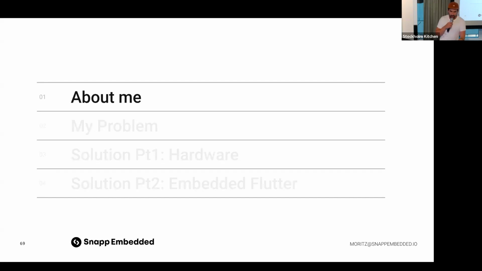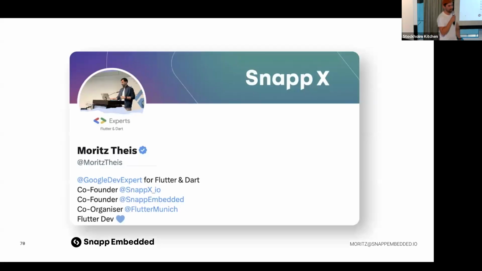So, about me. Hi, my name is Moritz. I'm a GDE for Flutter and for Dart. I'm the co-founder of Snapp X and Snapp Embedded, which are both Flutter companies based in Munich. I am also the co-organizer of Flutter Munich. So if you ever want to come over to Germany to give a talk or just visit one of our meetups, feel free to hit me up, to write me on Twitter, X, or LinkedIn, or if you find my phone number somewhere, you can try to call me. We'd be happy to see you over in Munich as well. That's it with me already.